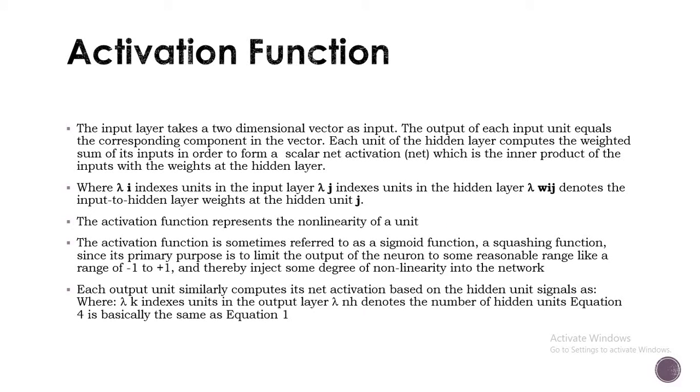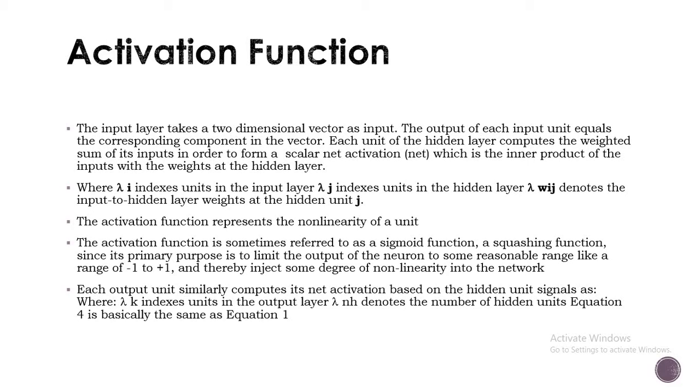What is an activation function? The input layer takes a two-dimensional vector as input. The output of each input unit equals the corresponding component in the vector. Each unit of the hidden layer computes the weighted sum of its inputs in order to form a scalar net activation. This is the inner product of the inputs with the weights at the hidden layer. Here i indexes units in the input layer, j indexes units in the hidden layer, and wji denotes the input-to-hidden layer weights at the hidden unit j.